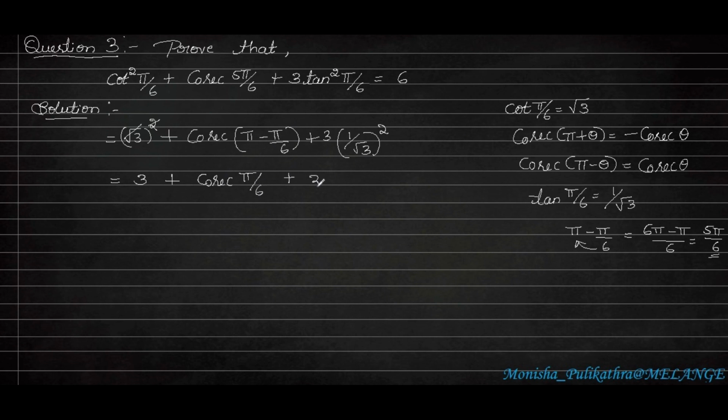Plus 3, here root and square cancel, into 1 by 3, here it will get cancelled. So cosecant pi by 6. The cosecant pi by 6 value is 2. We know that cosecant pi by 6 value is 2 according to the table. So here 3 plus 2 plus, here it is 1. So 3 plus 2 plus 1 is 6. So what do we have to get? When we simplify it, we have to get the answer 6. We have obtained it, so write it as hence proved. I hope you understood this.